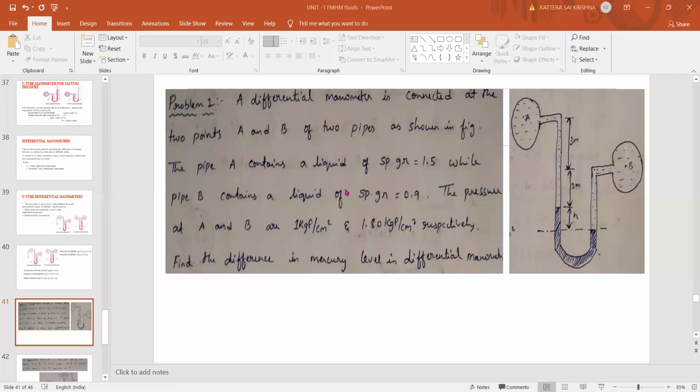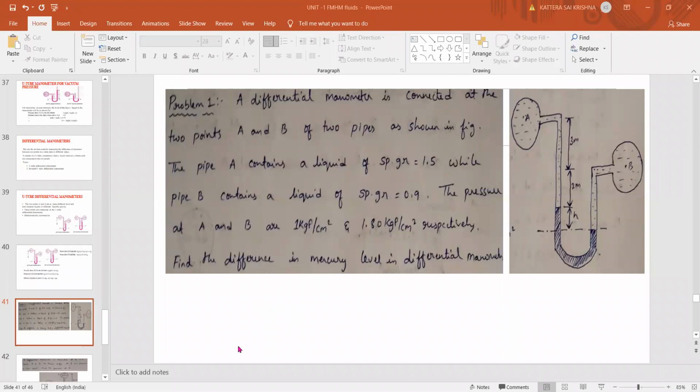Right, have you completed the question? Yes, if you completed, please write down the given data now. So what is given first? Specific gravity of the fluid A. In the pipe A, which liquid is flowing, that specific gravity is given. So write the given data.